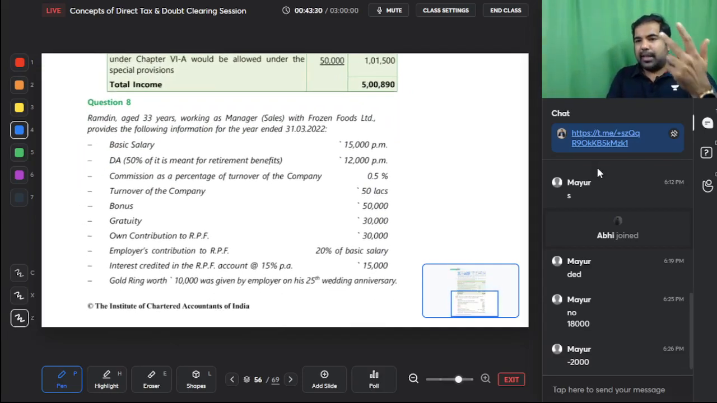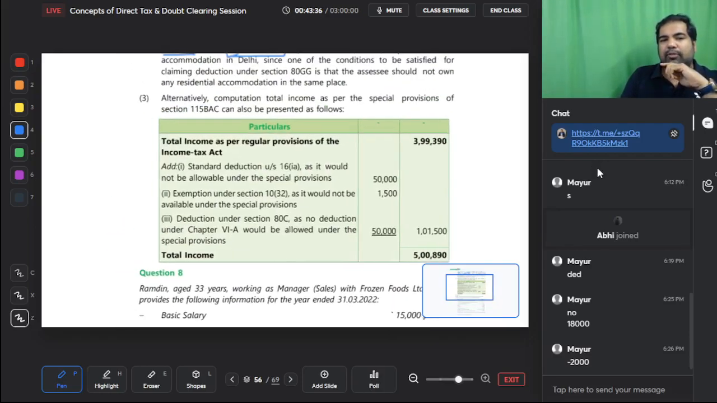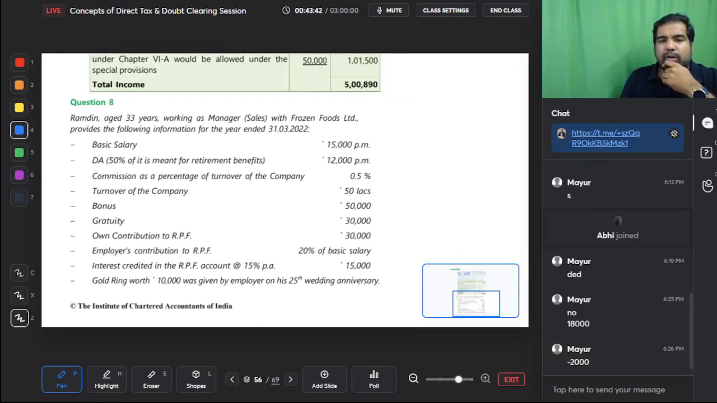Guys, 8th, 9th, 10th and 11th, 4 more questions. These questions are demanding and hence you got to do it well. This question can never be asked in the exam because it's too big even for 14 marks, but the concepts are important. Going to the 8th question, keeping it on the screen for you all to read before we start doing this.